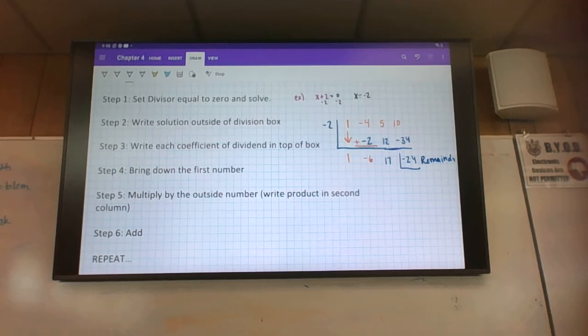Alright, so step 1 is to take this little guy and set it equal to 0 and solve for x. And that has to be a little guy there, or you can't even do the whole process. If you can't do that, then you have to do long division. That's why we teach long division first. It's more universal. So we got a 2. The 2 is gonna be kind of like the star of the show.